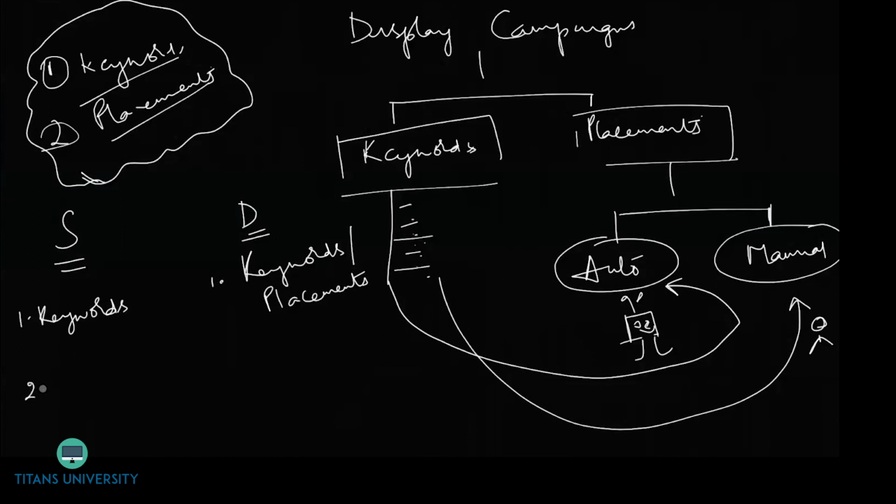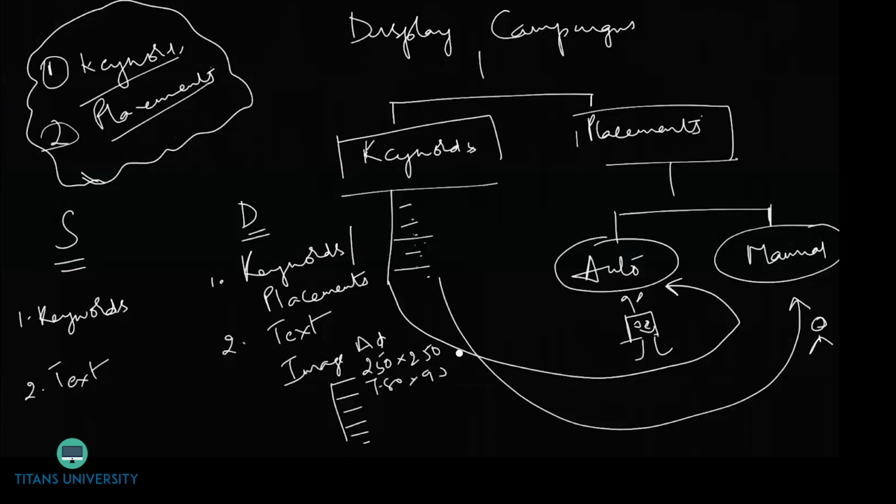The second thing that you need to remember is you can only run text ads in search ads. In display network, this is fun. You can run text ads. You can also run image ads. And even in image ads, there are about 10 different sizes that Google will allow. For example, you have a 250 by 250 pixel image. You have a 780 by 90 image. So you create ads for all these sizes so that Google will automatically mix and match on which website to show your ad.